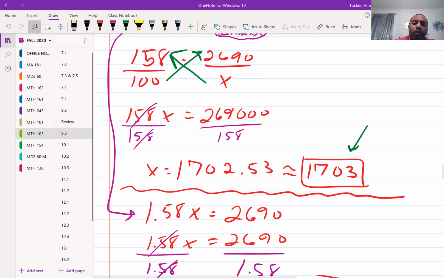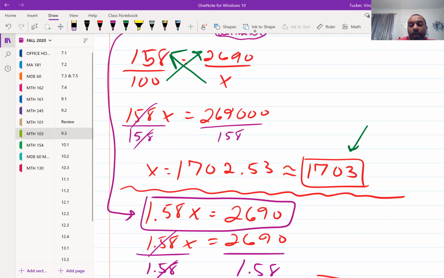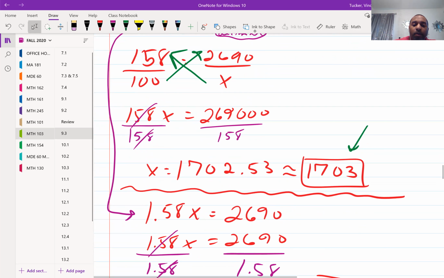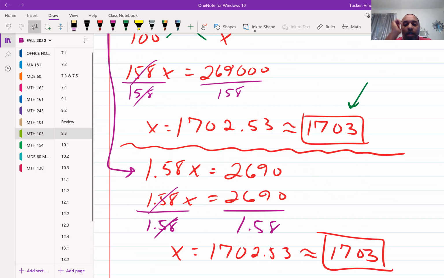All right. So now solving the equation, notice we're going to get the same answer. I have 1.58X equal to 2690. Divide both sides by 1.58, and eventually we'll still get that 1703 right here. So either way will work. You only have to do one of those ways. It's up to you which one you want to do. Questions before we do another one?